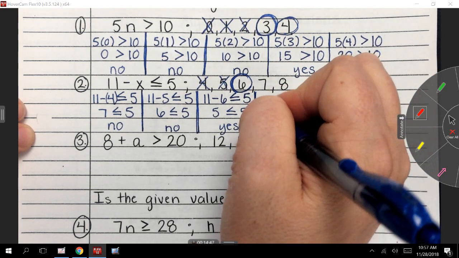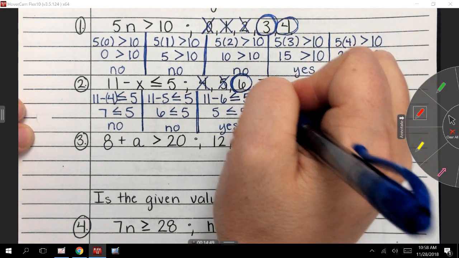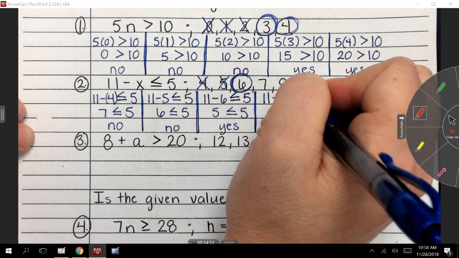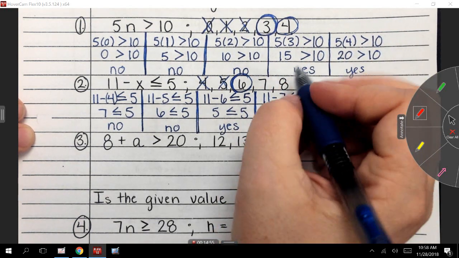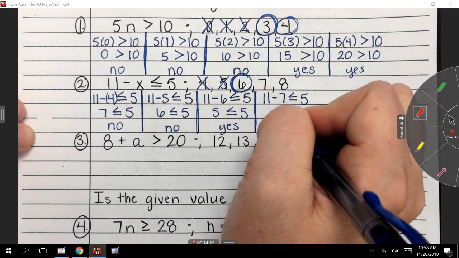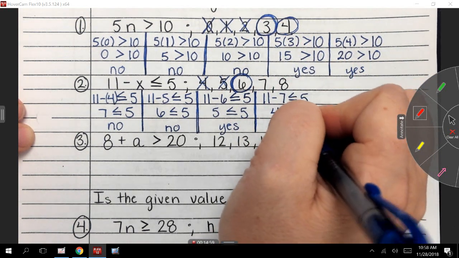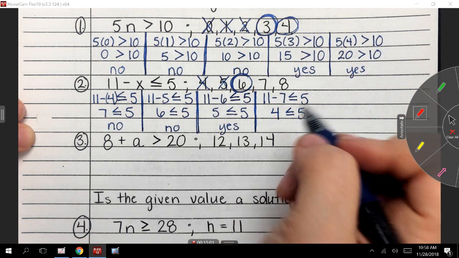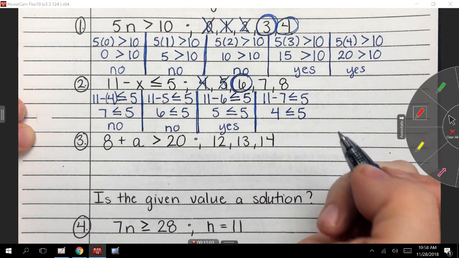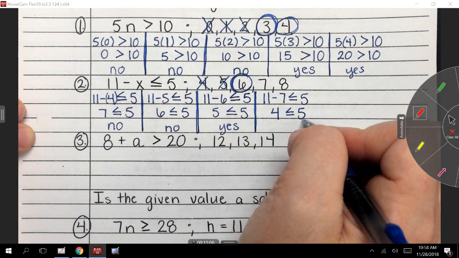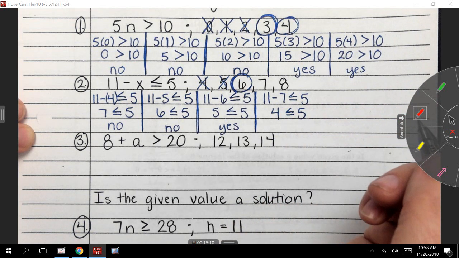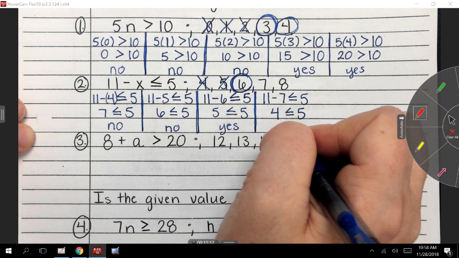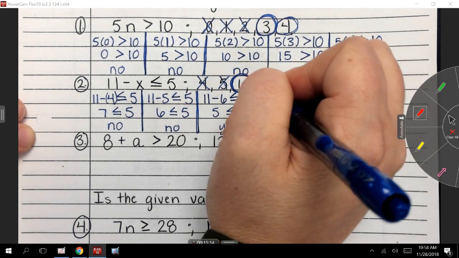All right, Hunter, what's the next one going to be? 11 minus 7, the symbol and 5. Okay, and then what do I get underneath that? 4. And then less than or equal to, and then you do 5. All right, and is my alligator eating the big number? Yes. It's eating the 5, which is bigger, so that's going to be yes.